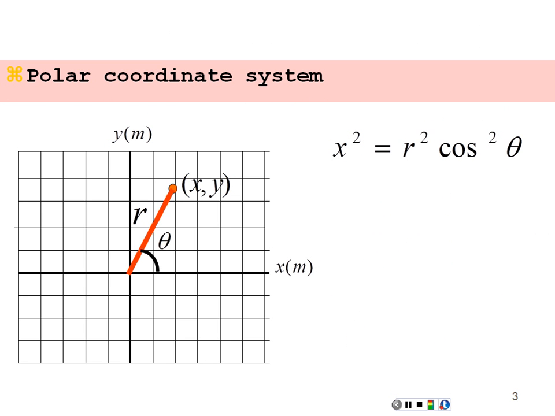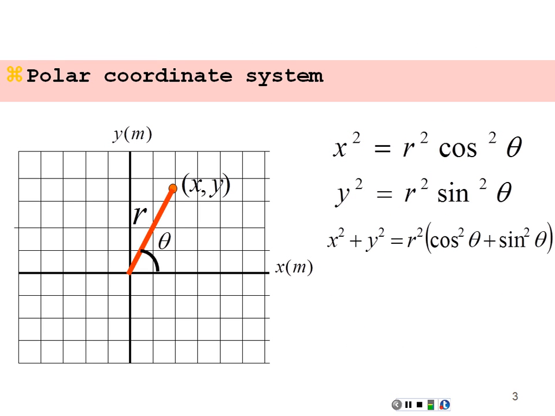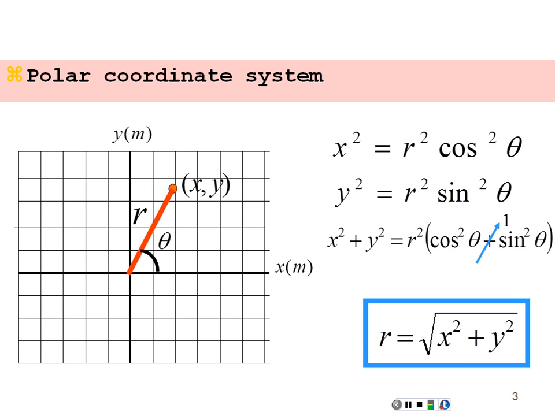Also, I could square x, so I have x squared equals r squared cosine squared theta, and square y, so that y squared equals r squared sine squared theta. So x squared plus y squared equals r squared times cosine squared theta plus sine squared theta, which is just a fancy way of saying 1. So x squared plus y squared equals r squared, or r is equal to the square root of x squared plus y squared. And hence, if I knew x and y, I can get this length r by taking the square root of x squared plus y squared.